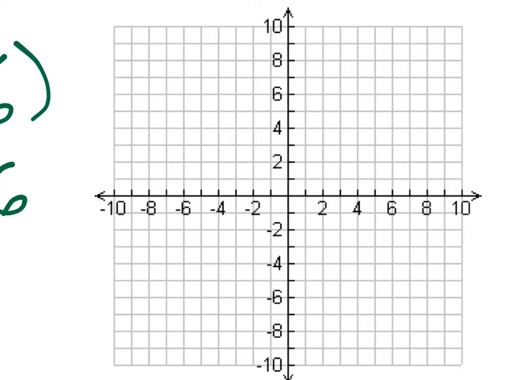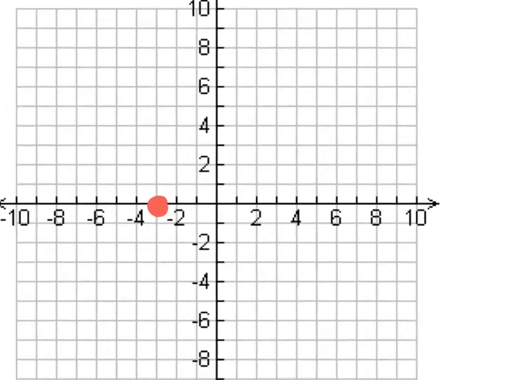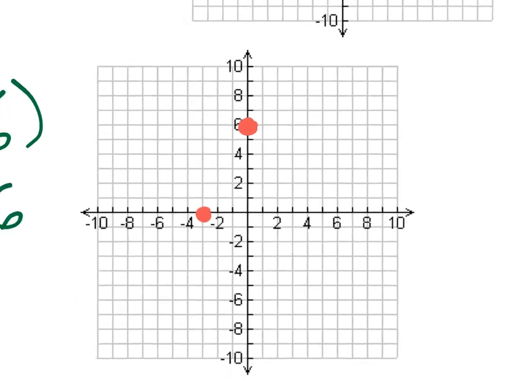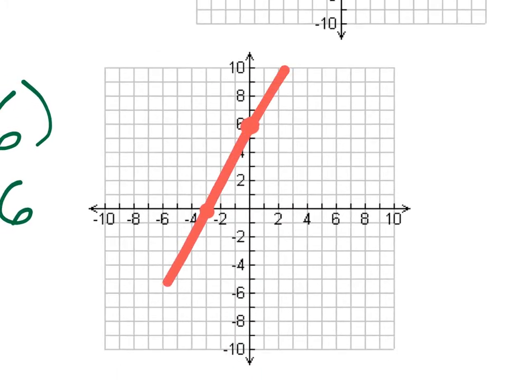So we have -3, 0, and then we have 6. And then we can connect these with a line to have our standard form graphed.